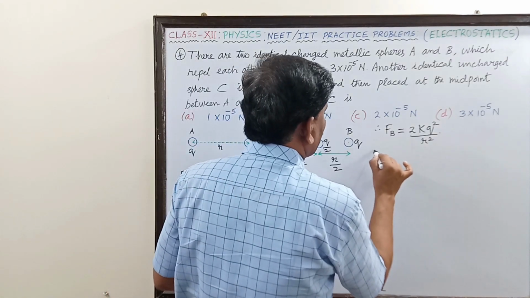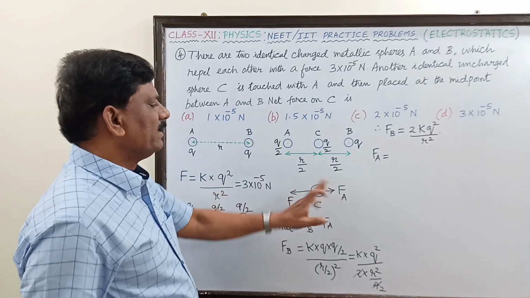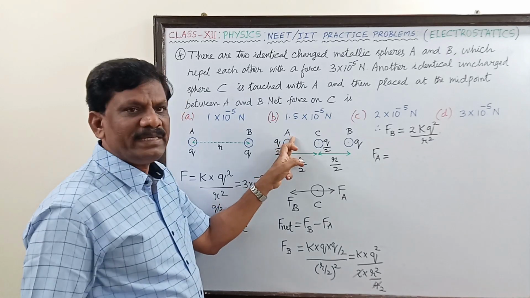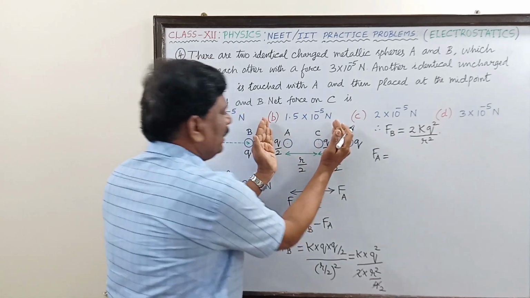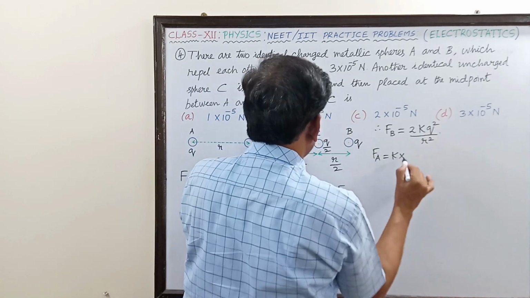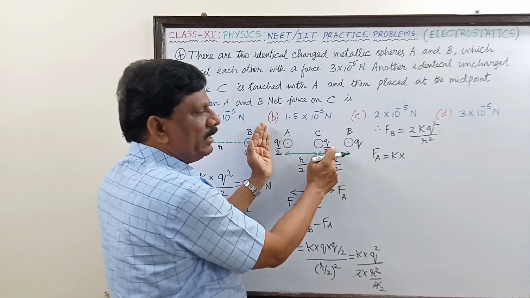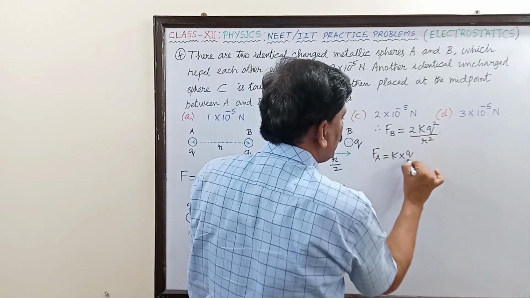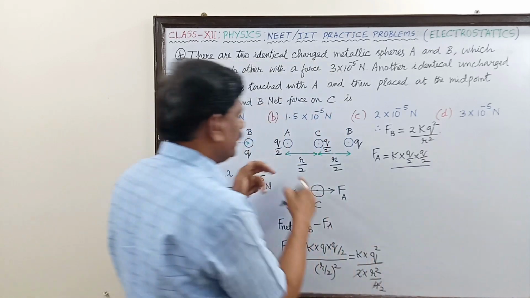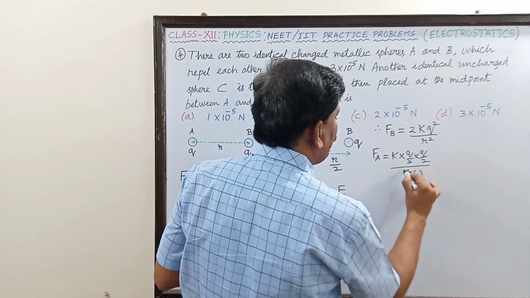Similarly, FA. So what is FA? Look at this force FA, that is with this force only C is repelled towards B. It is exerted by A. So it is a force between the two spheres A and C. So this is equal to K into Q by 2 into Q by 2. Look at the charges, Q by 2 into Q by 2, divided by the distance square. R by 2 whole square is what? R square by 4.